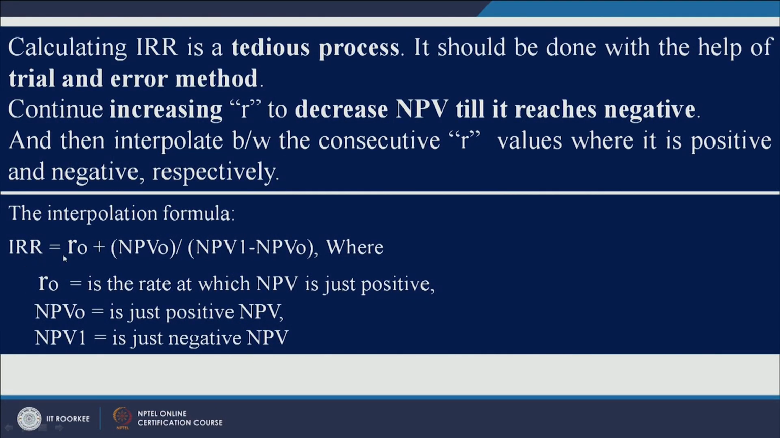So, IRR is equal to R0 plus NPV 0 divided by NPV 1 minus NPV 0. Let us look at what these terms are in this particular equation. R0 is the rate at which NPV is just positive, right. NPV 0 is the just positive NPV, the value of NPV which is just positive, right. NPV 1 is that value where NPV is just negative, right. So, you will have NPV just positive and NPV just negative. If you have got these two, we will calculate IRR.